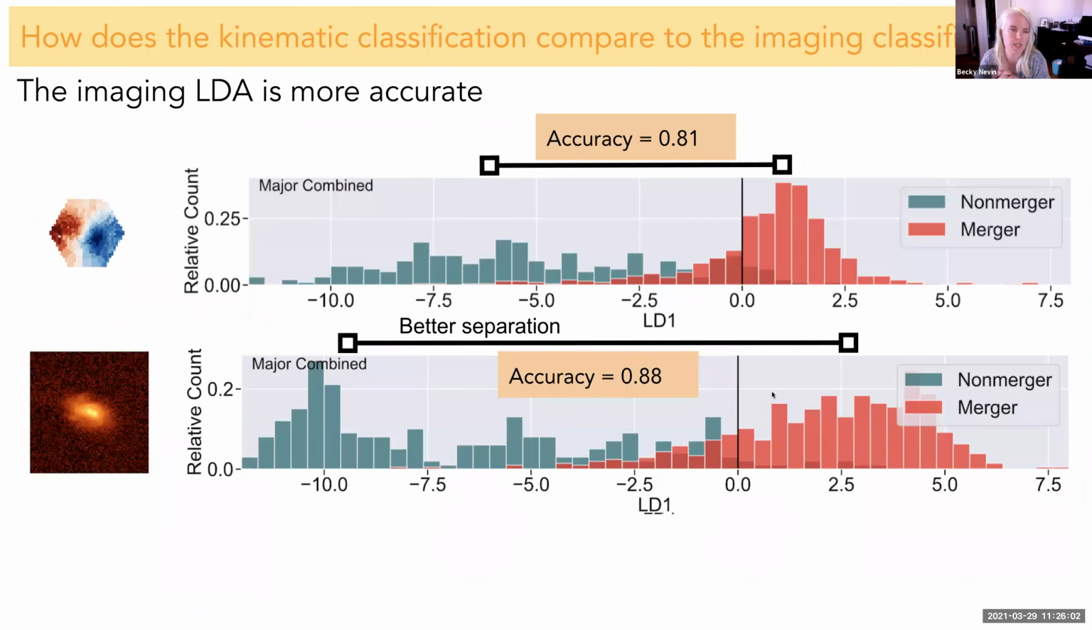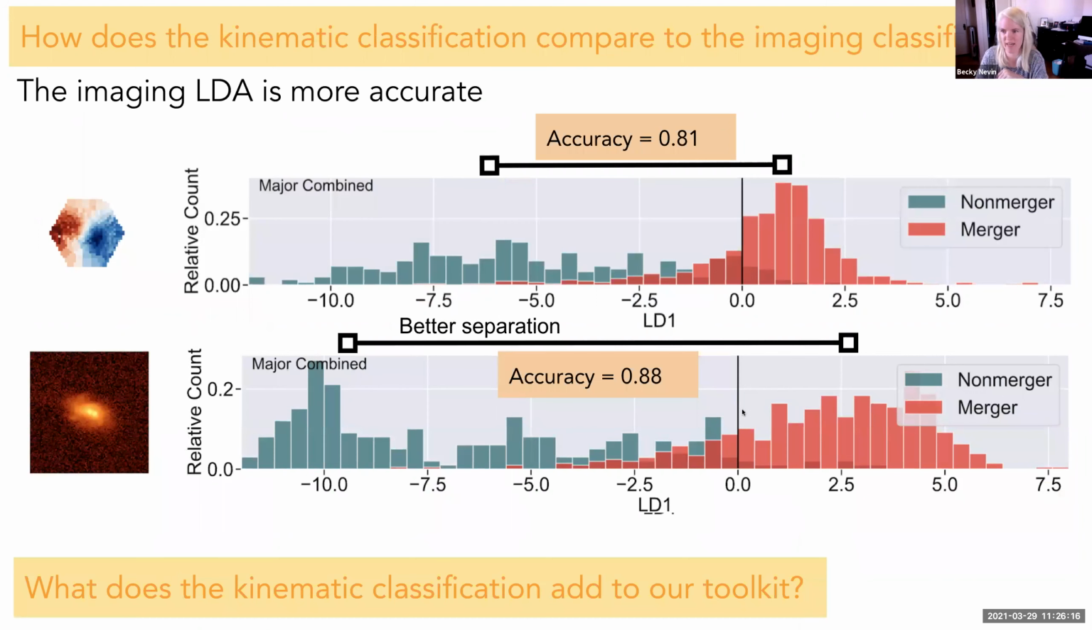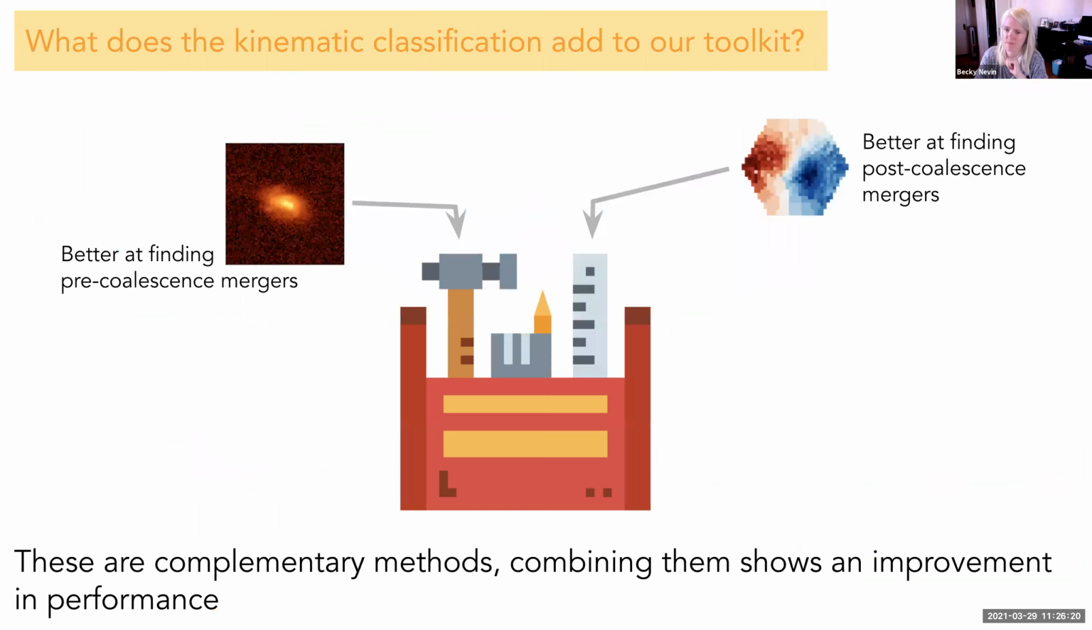Okay, so I've already created the imaging classification, and now I can directly compare the two since they're created using the same set of simulations. It turns out the imaging is slightly more accurate, with 88% accuracy. So you might ask, well, what does the kinematic classification even add to the imaging classification? It's what I just said. The kinematic classification is better at finding these post-coalescence mergers, and that's important because that means these two are complementary.